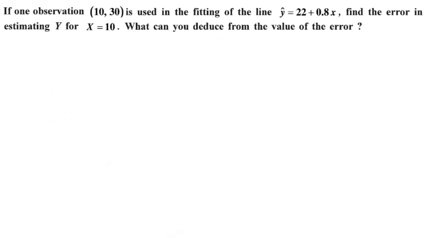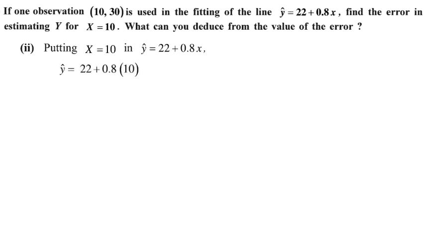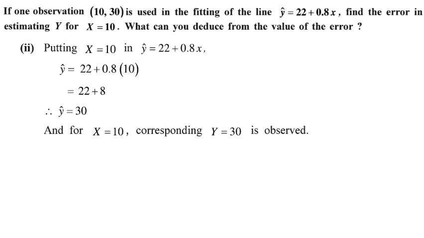The second sum of the same illustration, one observation is 10, 30, which is used for fitting the line. Error for estimating y when x is equal to 10. That just means that we have to find the error just like the last sum. We will put x is equal to 10 into equation 22 plus 0.8x. When we put x is equal to 10, we get 22 plus 8. The answer here is 30. Once we get the y cap, the original answer for x is 30 and the estimate is also 30, that means y minus y cap will be 30 minus 30. The error here is 0.